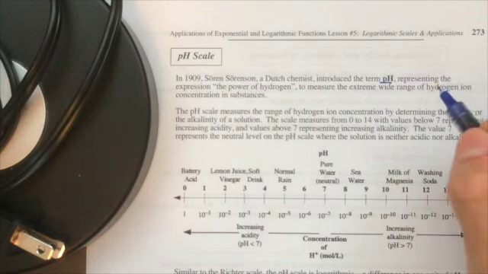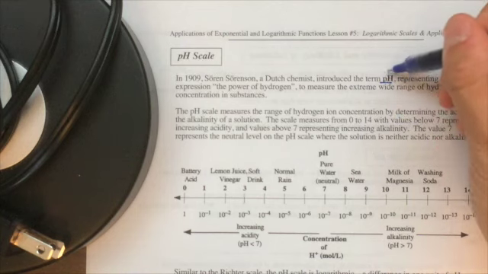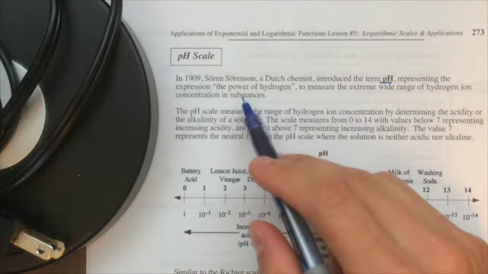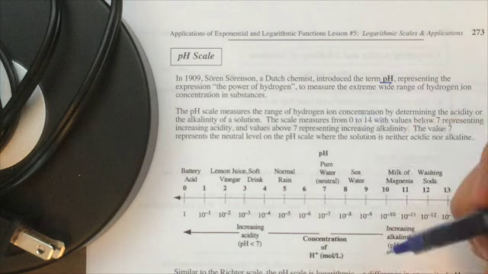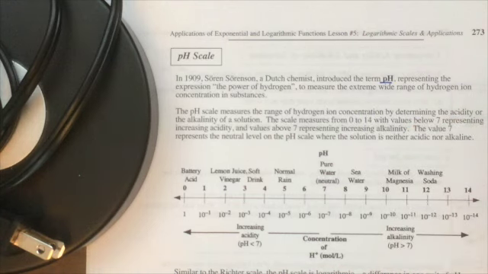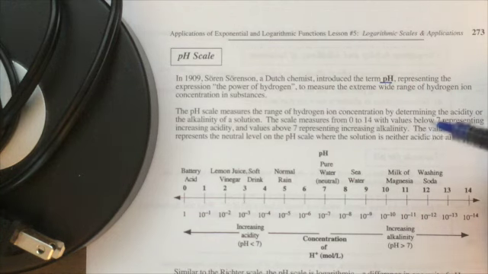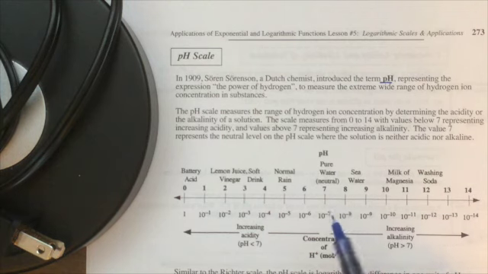So I've seen this mean the hydrogen potential, but we could also use it to represent the expression the power of hydrogen to measure how wide the range of hydrogen ion is in each substance. Now remember, the pH scale has a range from 0 to 14. Anything above 7 is considered basic or alkaline. Anything below 7 is considered acidic.